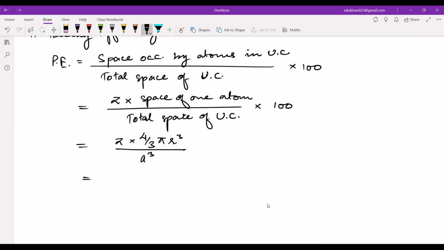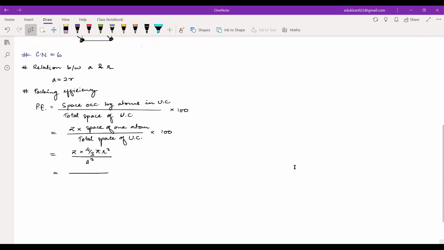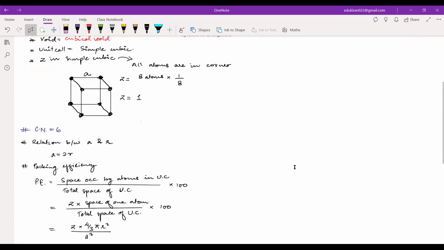Now, you have the value of Z, you have the relationship between A and R. I hope you can find out the packing efficiency. I'm giving you guys 4 minutes. If you want to copy something down, please let me know. You can copy these things if you want, and then calculate the packing efficiency.